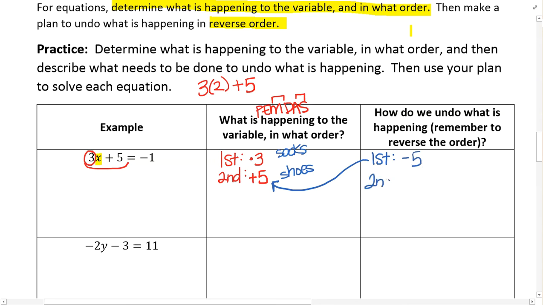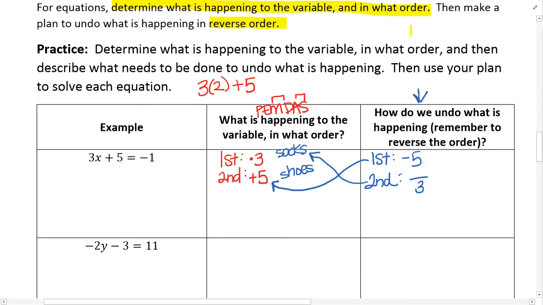Then the second thing we need to do is the opposite of the first thing. We need to take off our socks. And so we're multiplying by 3, so instead let's divide by 3. So that gives us a strategy to solve. So let's actually try it out. These are the things I'm actually going to do.